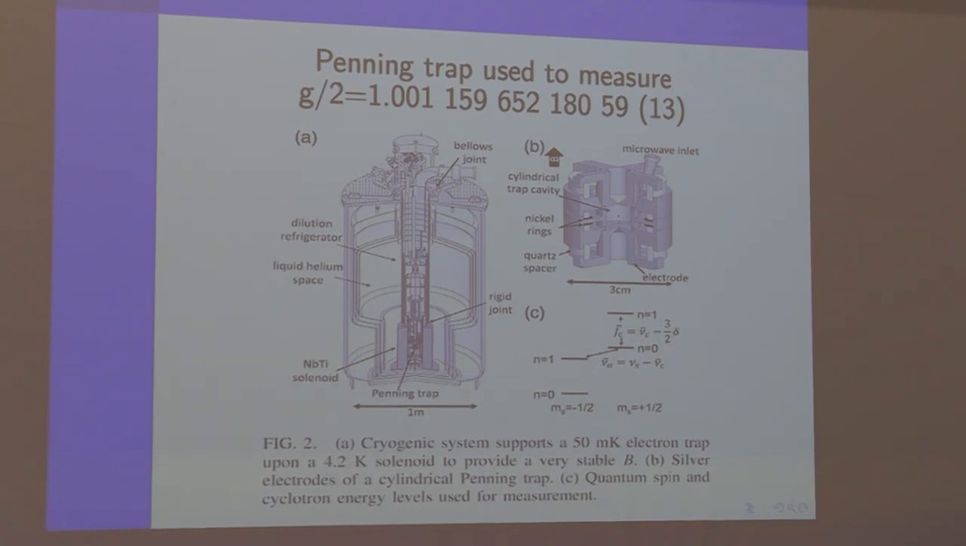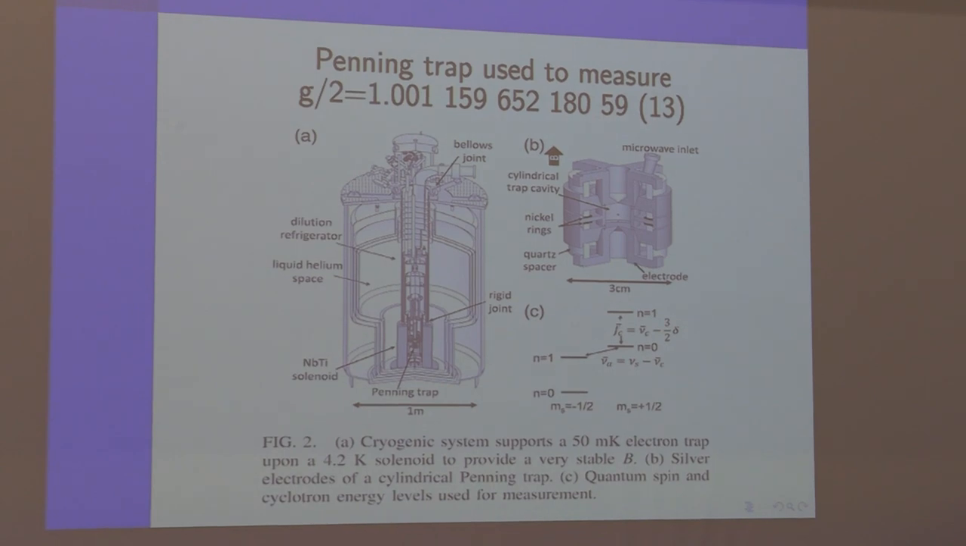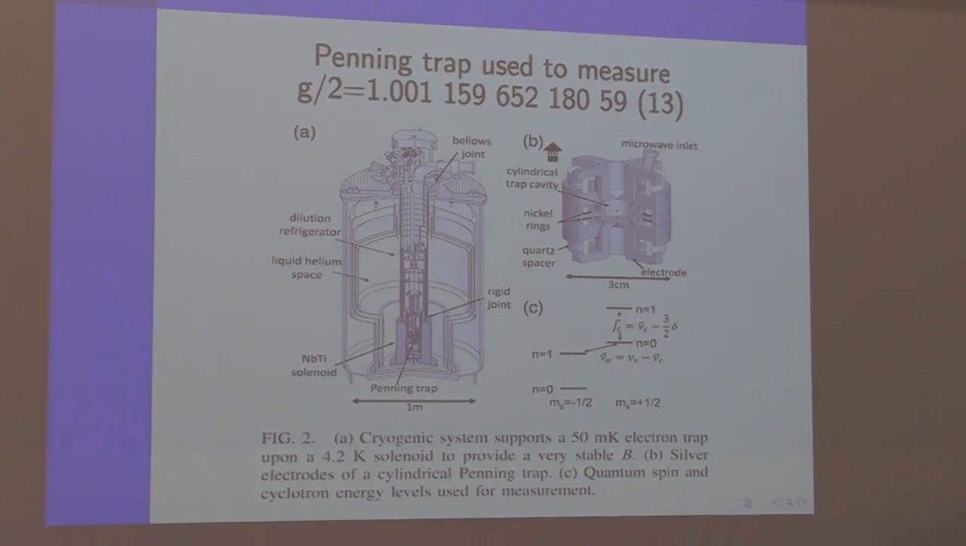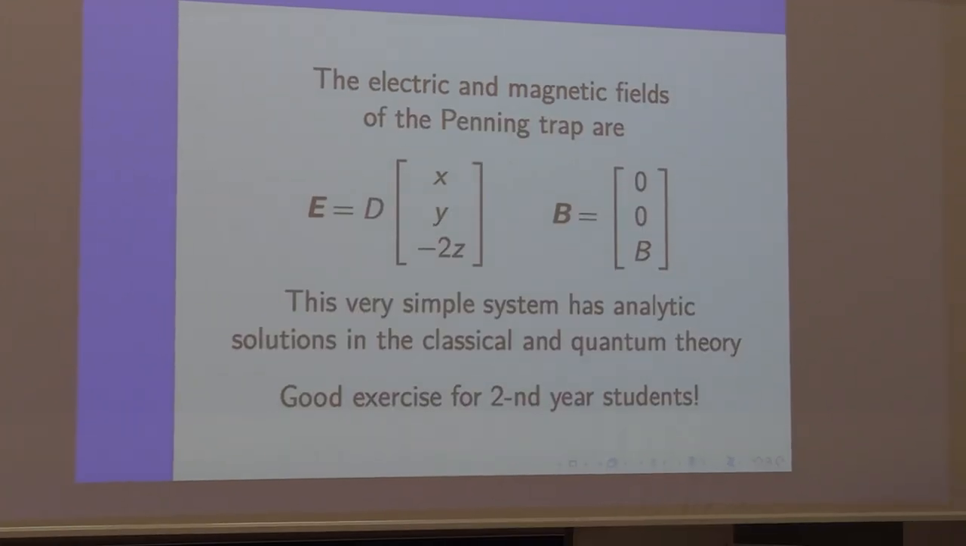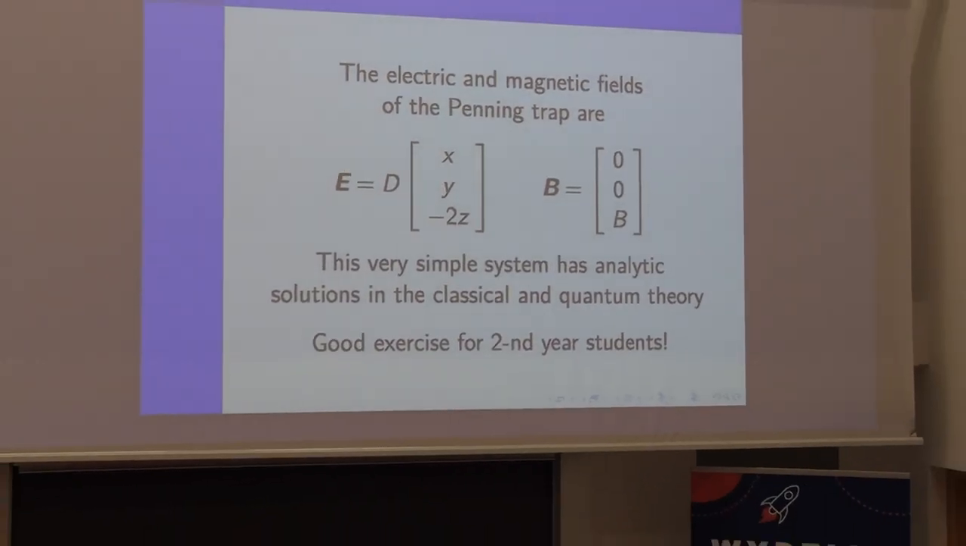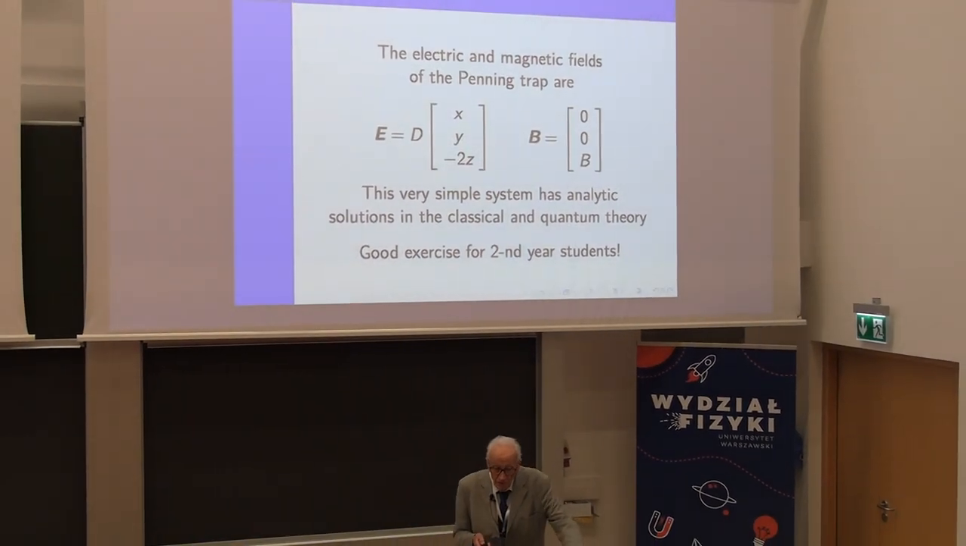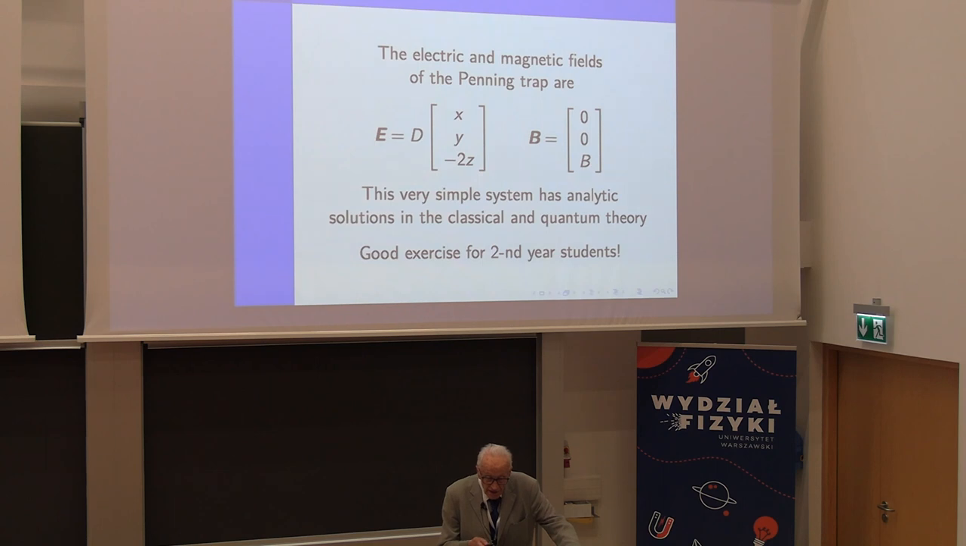The Penning trap is something where you can keep individual quantum particles isolated from the environment. And there is a very simple combination, even for those who do not understand the full dynamics of this, you see that the formulas for the electric and magnetic fields are as simple as they can be. And what is the trapping mechanism?